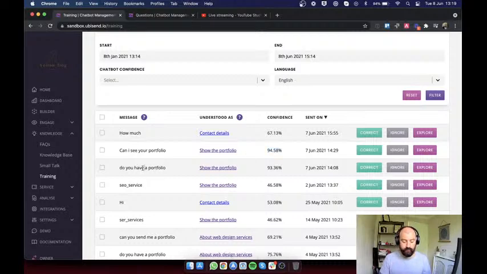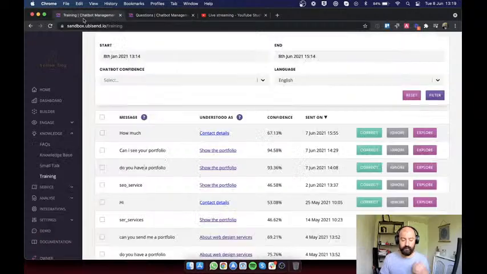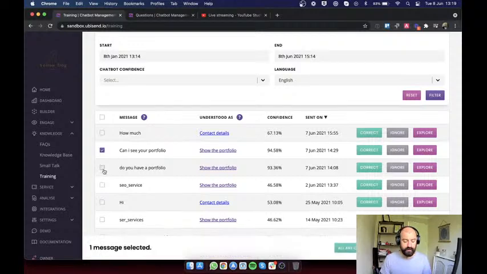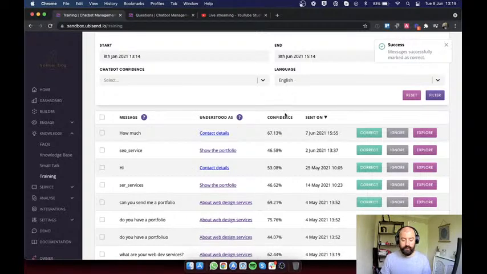Same thing with, do you have a portfolio? We have the first part of this sentence that I programmed as part of this utterance, but not the rest. So again, this was a brand new sentence that the bot has encountered, and it gave it a 93% confidence score that this was the right one. So this is pretty good going. This works quite well. So what I can do is tick these two and say both of those are correct. This was exactly what you were supposed to understand.